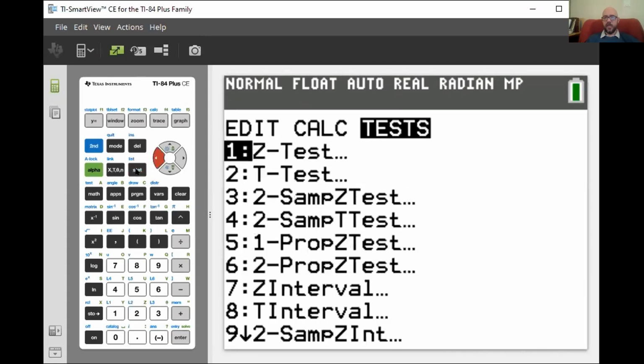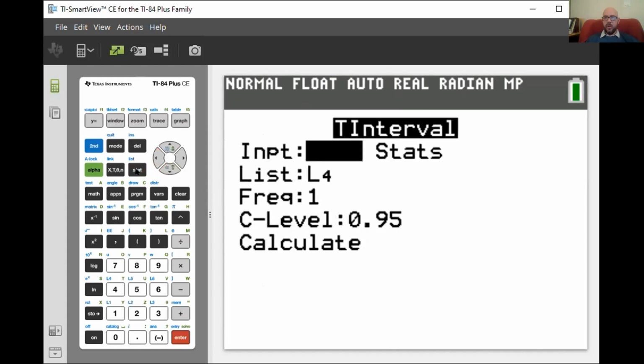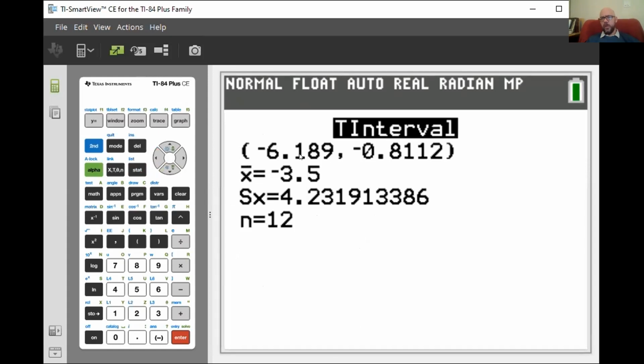We remember how to do this: stat, test, t-test, or t-interval, number 8. And then you can do one on L3 or on L4. And we actually have data here, so I'm just going to do it on L4, 95%. So we are 95% confident that the mean weight with the outlier removed falls between, or the population mean weight loss would fall between 6.2 pounds lost and about 0.8 pounds lost, right? So we're 95% confident that the mean weight lost falls in that range.